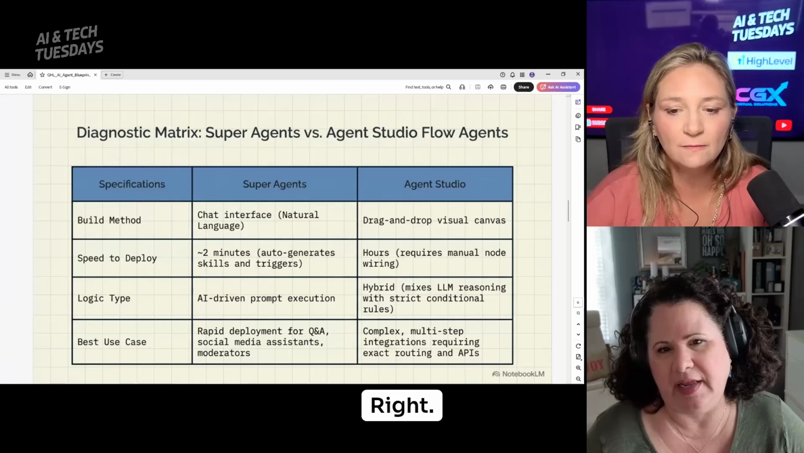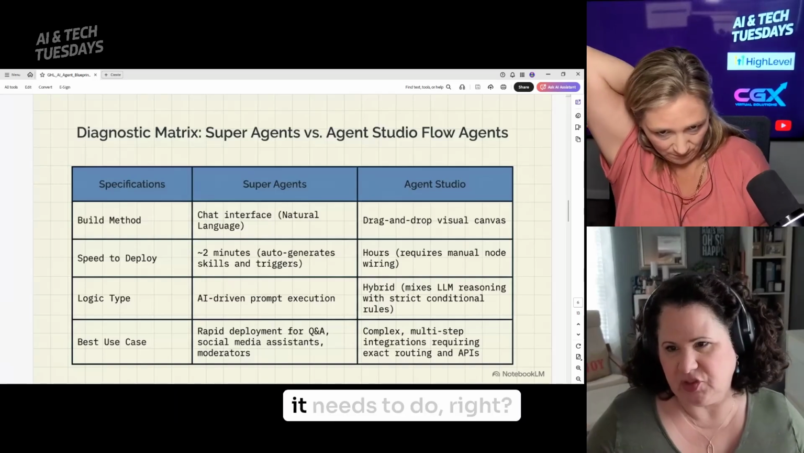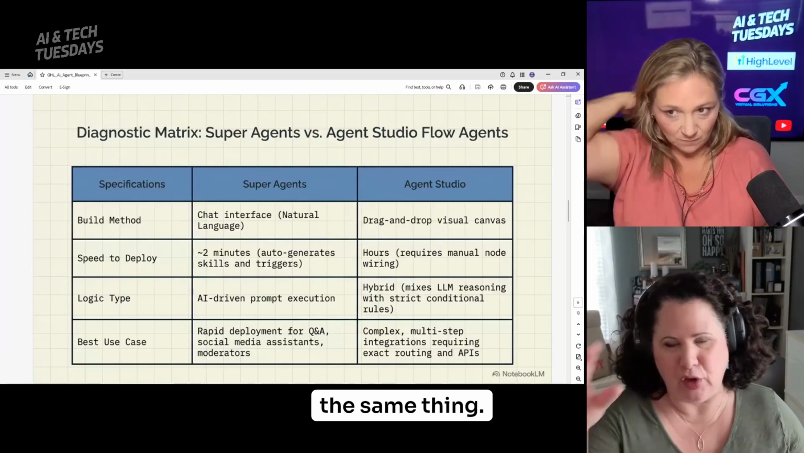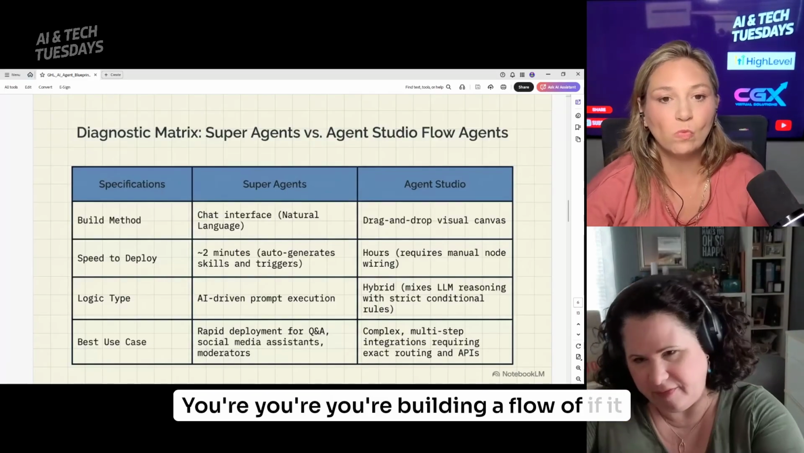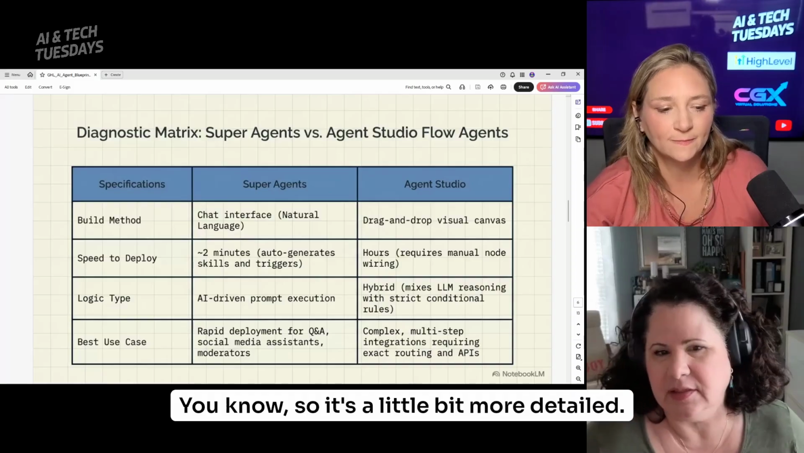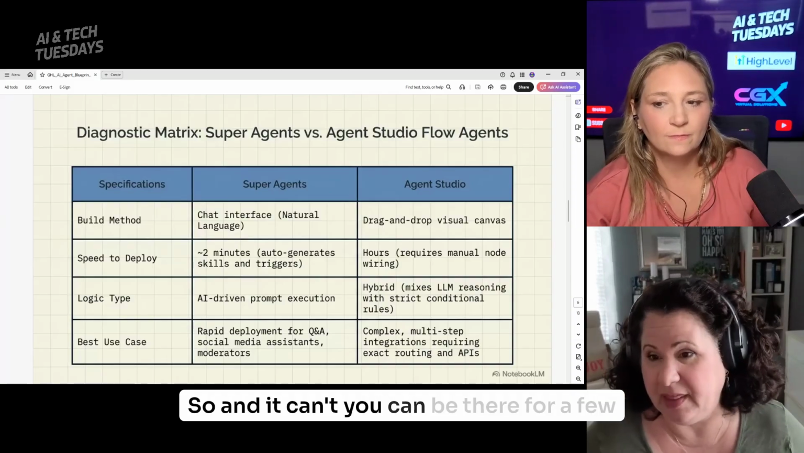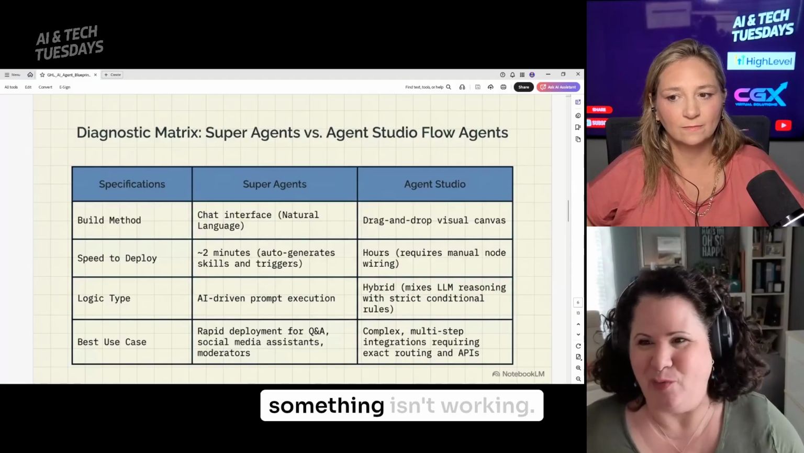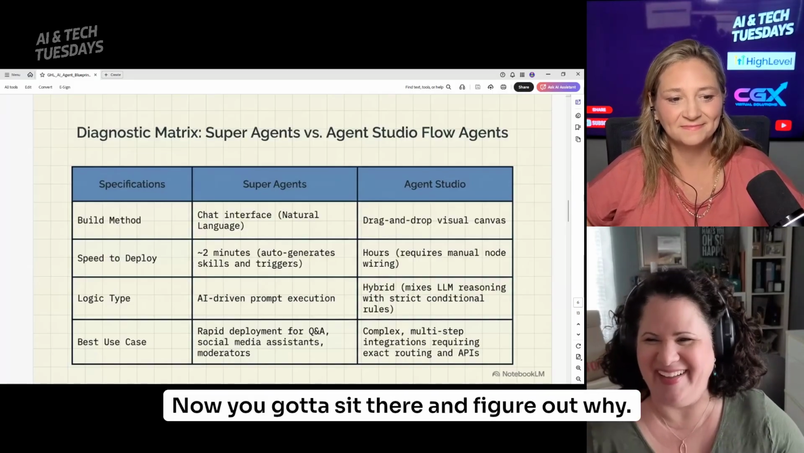And again, it depends on the job that it needs to do, right? Like if you've ever used ManyChat, it's kind of the same thing. You're building a flow of if they do this, I want you to do this. So it's a little bit more detailed. You could be there for a few hours and then run it and find out that something isn't working. Now you have to sit there and figure out why.